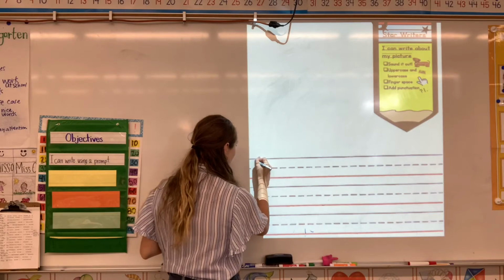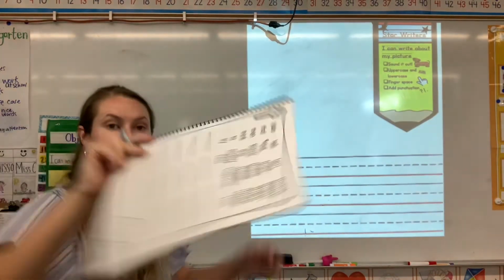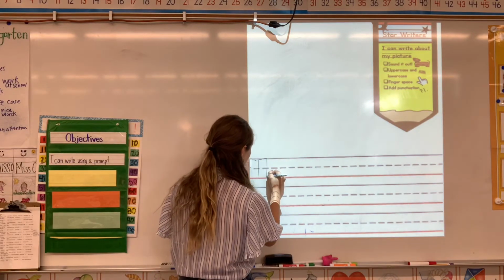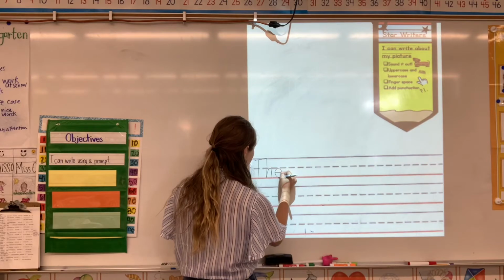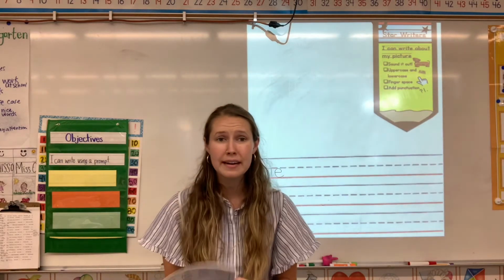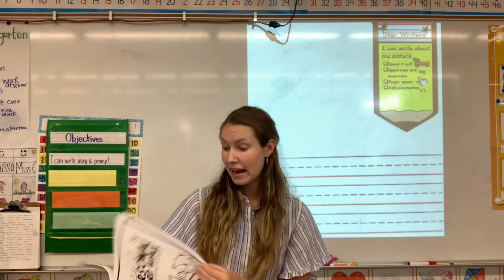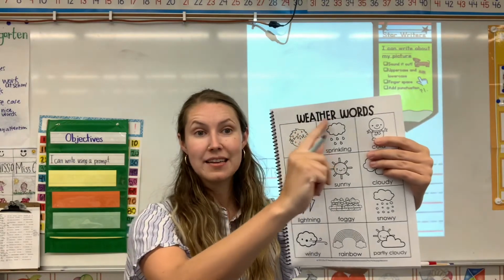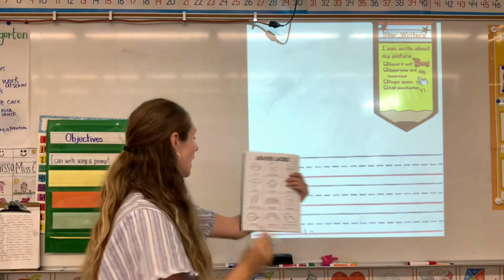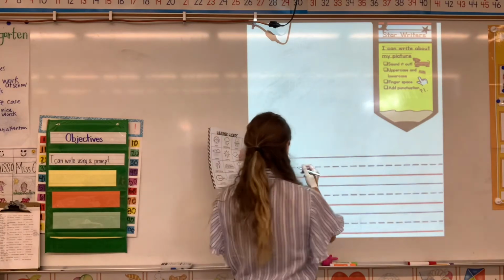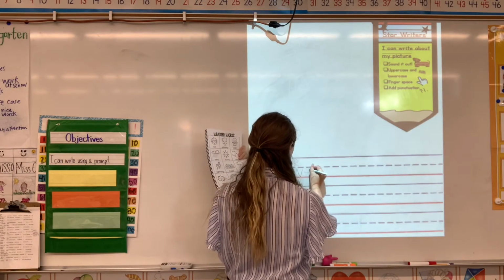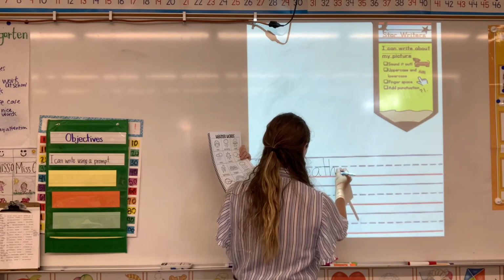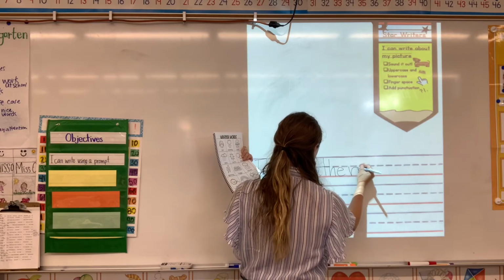So T, and then let me look in my book here to know how to spell it. It says T-H-E. Now wait a second, maybe I don't know how to spell weather. But I can go back to my word bank that I'm using today, my weather words, and it says it right there at the top, weather. So I'm going to use that to help me. Finger space, W-E-A-T-H-E-R. The weather.